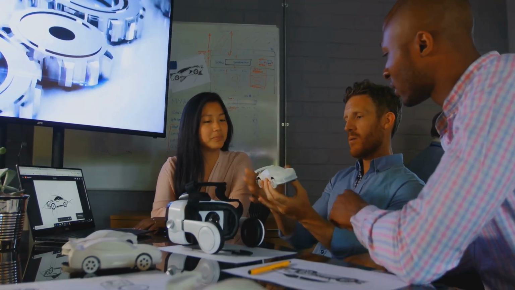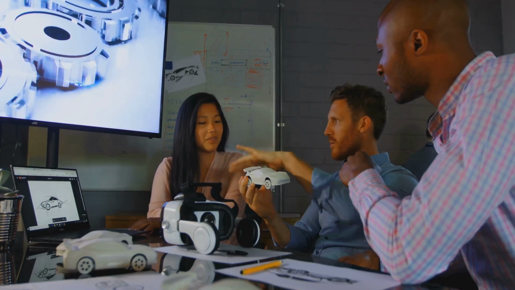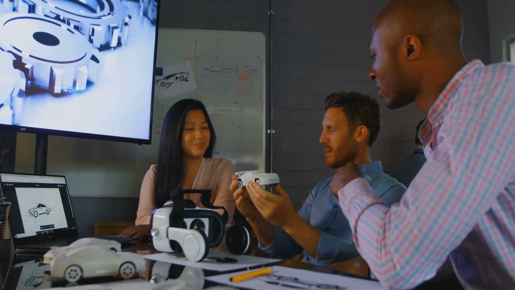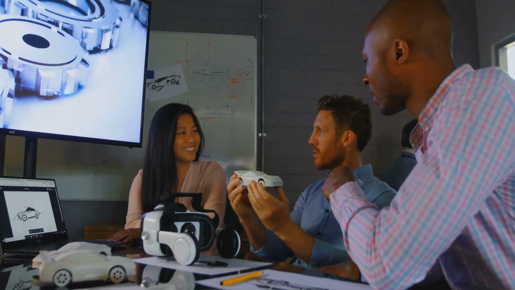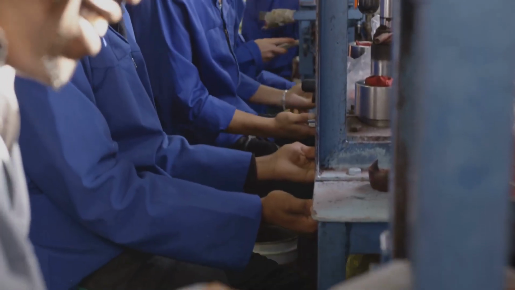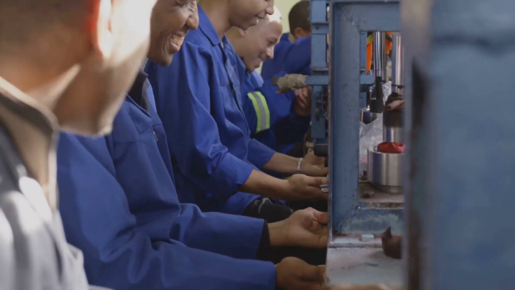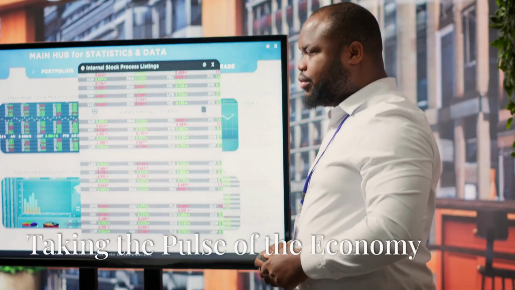Another important leading indicator is the Purchasing Managers' Index, PMI, a survey-based measure of sentiment among manufacturing executives. A rising PMI suggests that factory activity is expanding, while a falling PMI signals contraction.